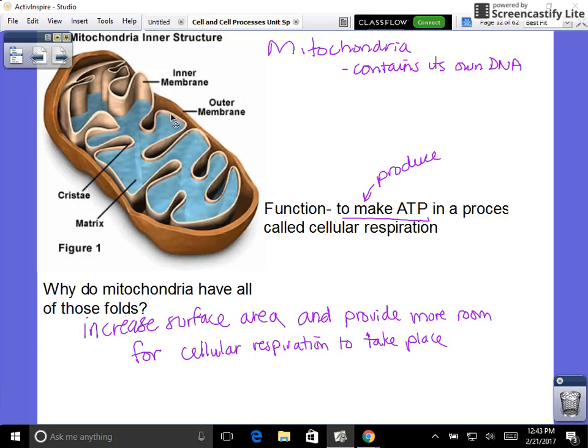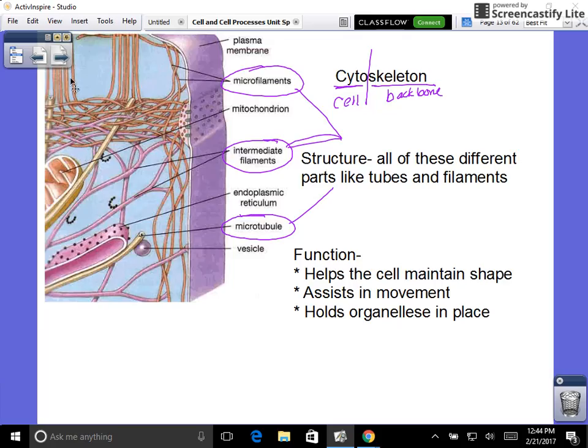The mitochondria is going to be found in both plant and animal cells. It contains its own DNA, has its double membrane here, an inner and an outer membrane. And this is where ATP is going to be made in cellular respiration. You can see all these folds, that gives it more space for cell respiration to take place. The cytoskeleton is a network of microfilaments, intermediate filaments, and microtubules that kind of supports the cell structures that are inside and is all weaved throughout the cytoplasm.